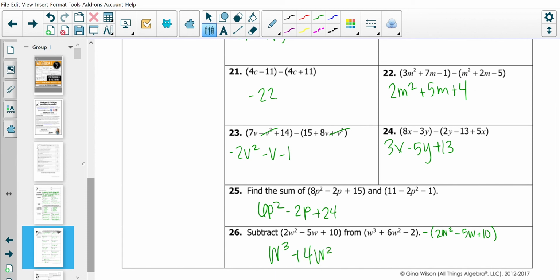And then minus 5w. And then minus 8. Wait, plus 12. Plus 8. Nope. Wait. Negative 2 minus 10. Negative 12. Yes. The end.